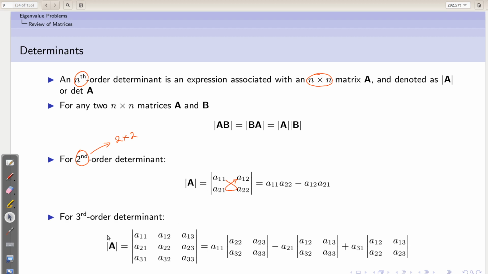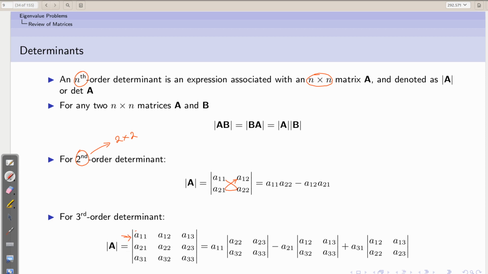Then the third order determinant is a little bit more complicated. You can open it up using any row or any column. Usually you should always look for the row with the maximum number of zeros, because then it becomes easier. If this is 0 and this is 0, then automatically this term and this term will be 0, so finding the determinant will be easy. Let's say we open this using the first row.